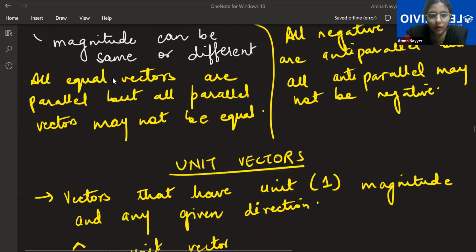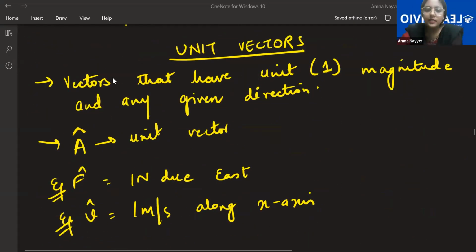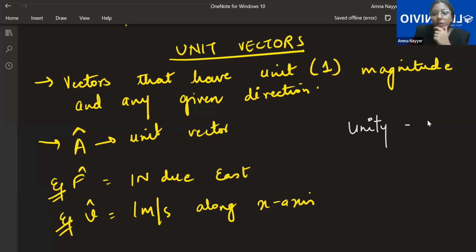Let's continue. Now, the topic that I'm starting with is unit vectors. Unit vectors are one big whole topic. Once completed, then we'll move on to the parallelogram law and all. Unit vectors, what are unit? Now, the term unit is derived from the term unity, that means one. So, unit vectors means those vectors whose magnitude is one.